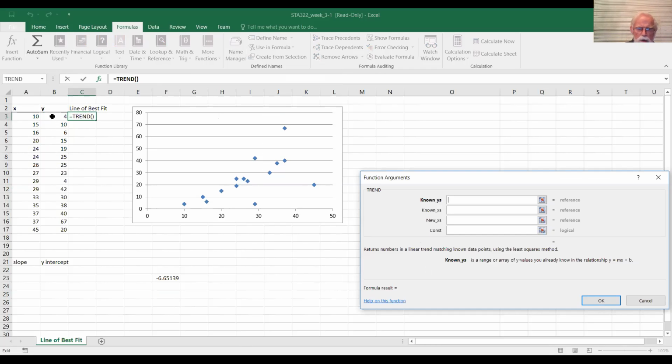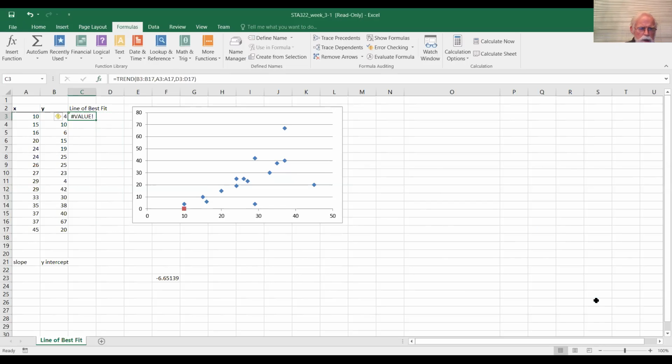So we've got the known Y's and the known X's, and we're going to ignore this constant thing here. The new X lines, we're going to put in here and see what we get. They don't like it. That doesn't surprise me.